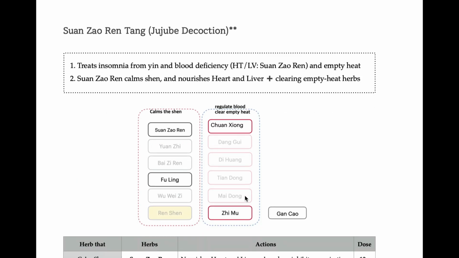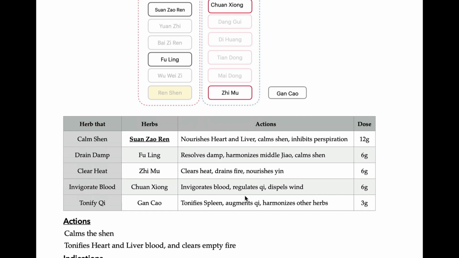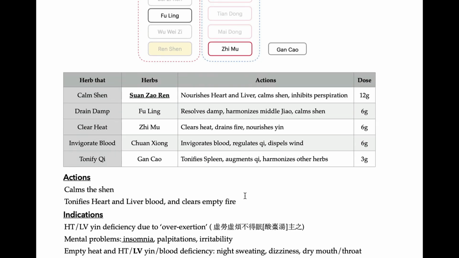And Suanzaoren Tang, what is the keyword? Insomnia. It treats insomnia, Suanzaoren Tang. And also, what you need to remember is the wiry pulse too, because it goes to the liver, heart and liver. So remember, it goes to the liver. So wiry pulse can be given as a hint for Suanzaoren Tang.